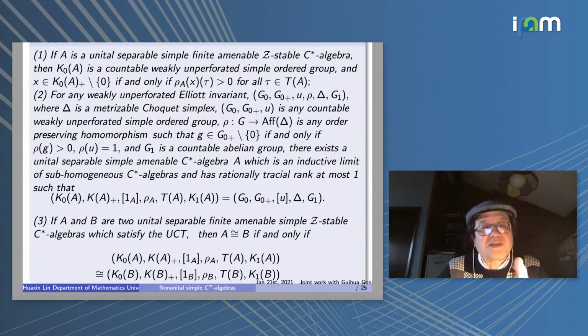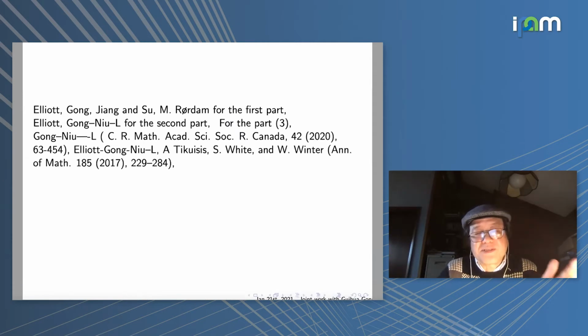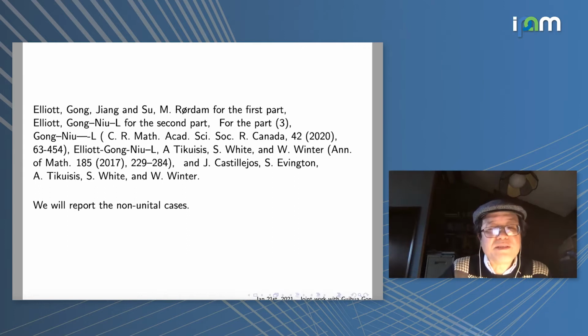I'm not going to give the history of this, but just remind you of some names directly related to the statement I just gave. The first part is Elliott, Gong, Jiang, Su, and Michael Rørdam. The second part is Elliott, Gong, Lin, and Niu. For the third part, there is the isomorphism theorem, there is a reduction theorem, and there is a theorem about quasi-diagonal traces. And since the way I stated it, there is also a proof of the Toms-Winter conjecture. But today, I'm not really going to talk about these.